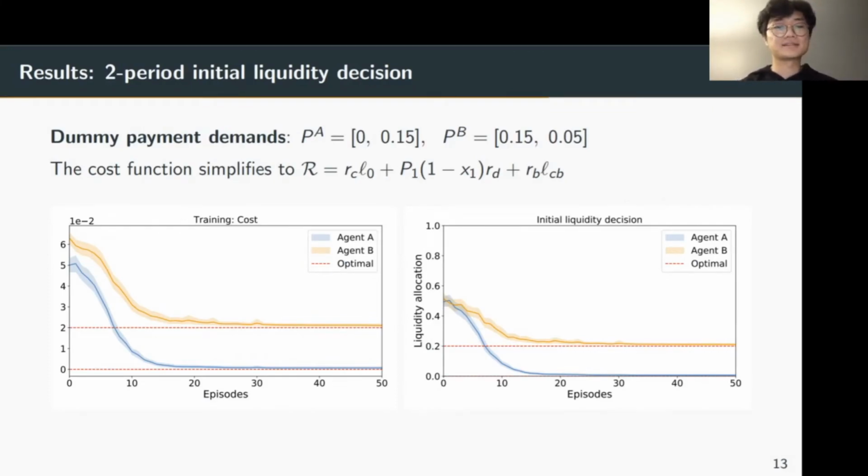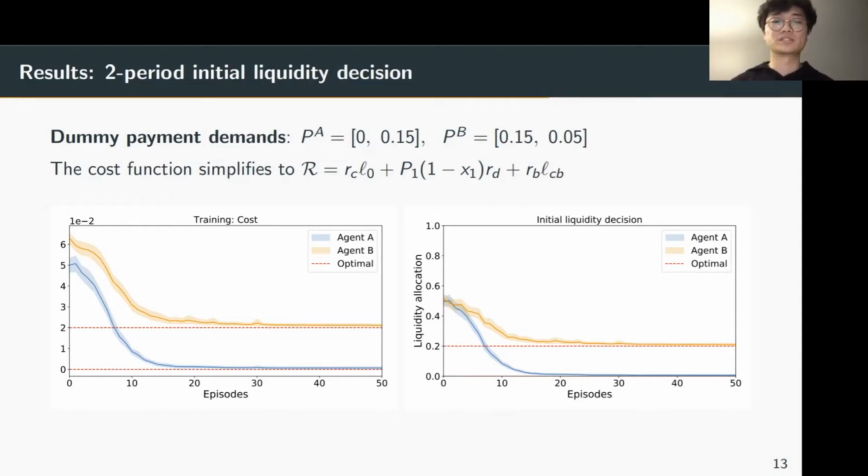In this specific instance of the two-period problem, we can see that agent A does not have a payment in the first period, and agent A's second period demand can be fulfilled by the entirety of agent B's first period payment demand. With this special example, we can easily calculate optimal choices. That agent A's optimal liquidity choice is 0, and agent B's optimal liquidity choice is 0.2.